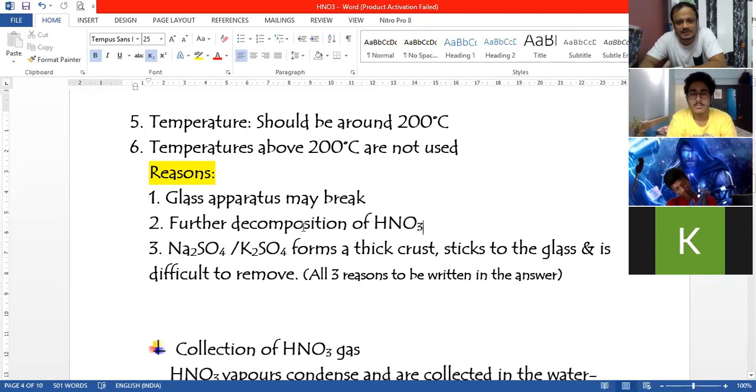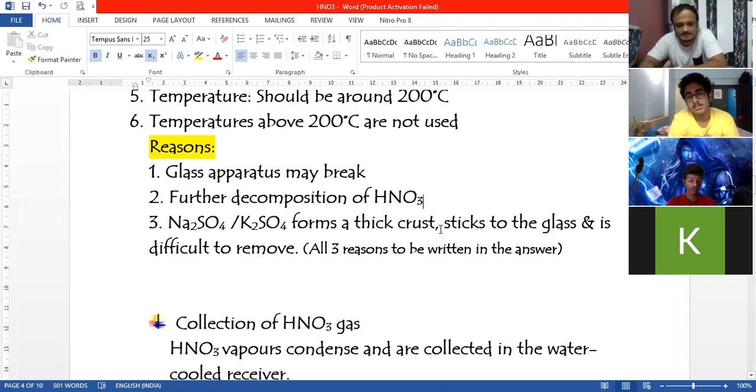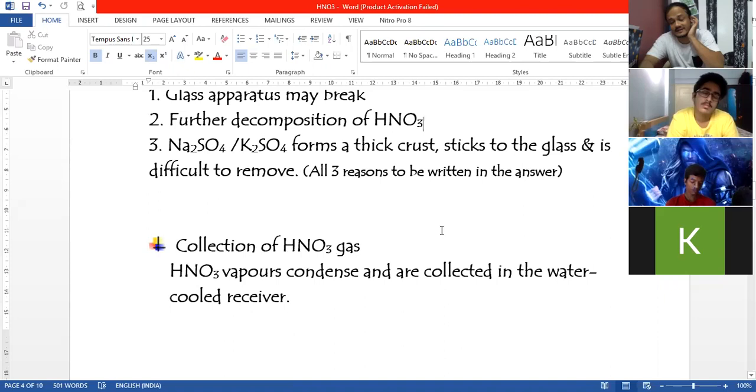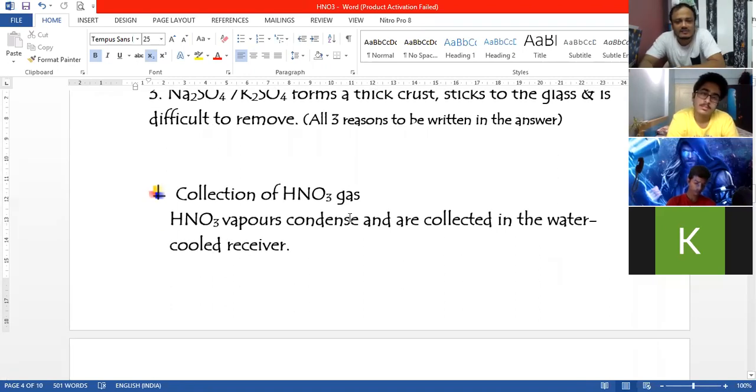Third point is further decomposition of HNO3. HNO3 undergoes decomposition to give you nitrogen dioxide gas, oxygen gas, and water vapor. So that's the reason why we don't heat it above 200 degrees Celsius. All three reasons should be written when this question is asked. Even if you're writing in your notebook or in your exam, make a habit of writing the 3 points. It doesn't take much time.